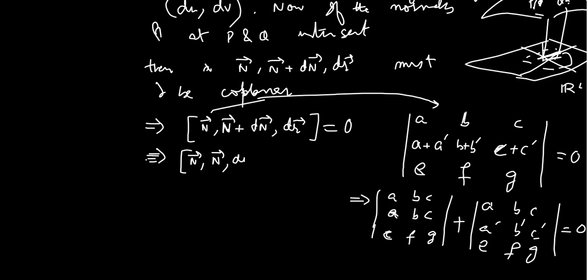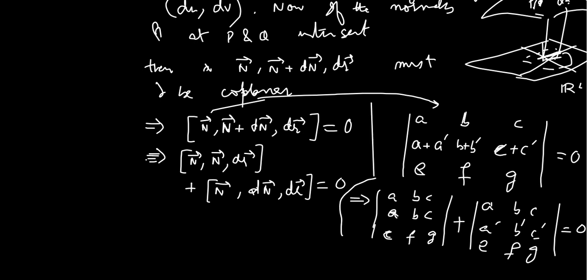Okay, now again this is a determinant, it's like this. Now look at this. If a determinant has two same rows, it repeats a row, then the value of this is 0. So this thing is 0. Therefore I must have, it should imply this thing, that the triple scalar product of n, dn, dr is 0.